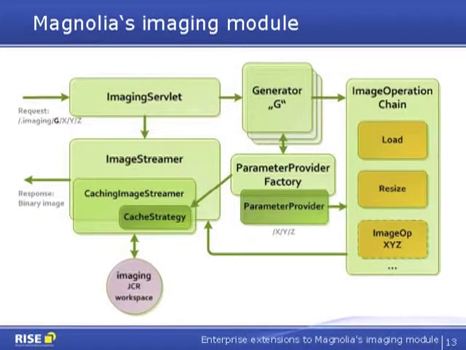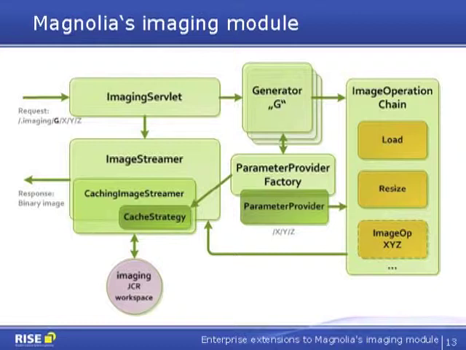So here's an overview architectural block diagram, not 100% precise. It's just meant to give you an overview of how the imaging module works and which components it consists of. The central component is the imaging servlet. The imaging servlet reacts to incoming requests where the URL path begins with .imaging. So URLs that start with .imaging will hit the imaging servlet and will then be processed by the imaging module.